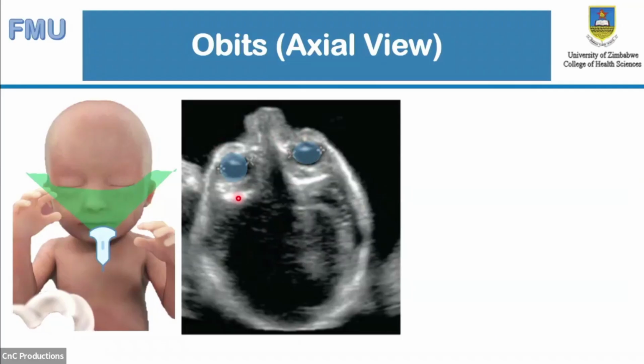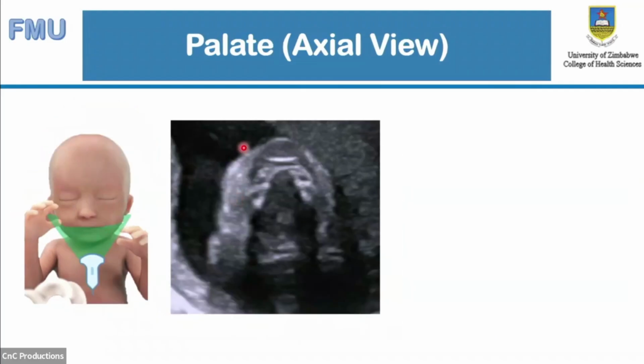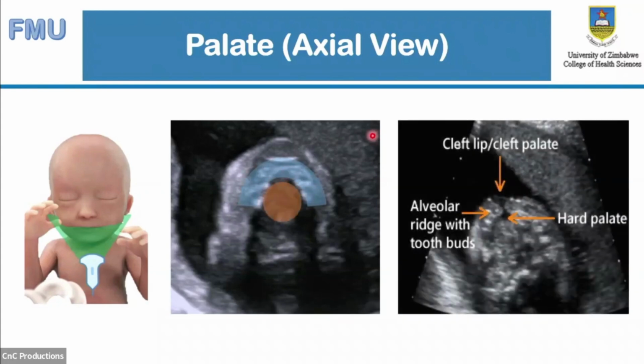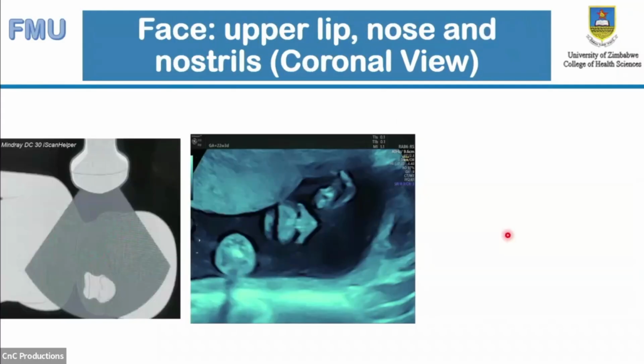Then we move our probe distally to assess the palate. In this image we can see the tooth buds and the palate, and we want to rule out any gaps, like in this case where there is a cleft lip and palate. Then we move on to the coronal view, where we assess the fetal upper lip and lower lip, and we should see 2 nostrils and document them.